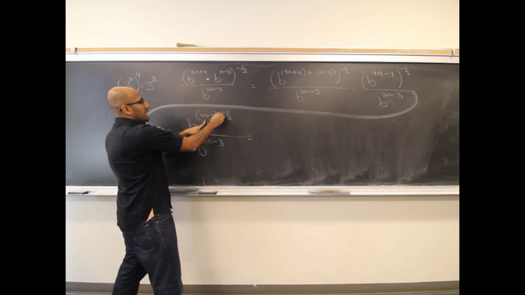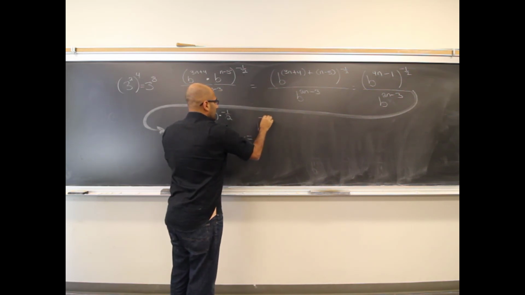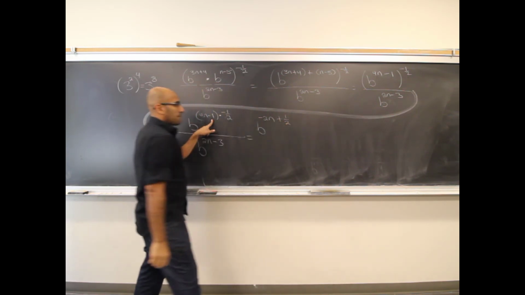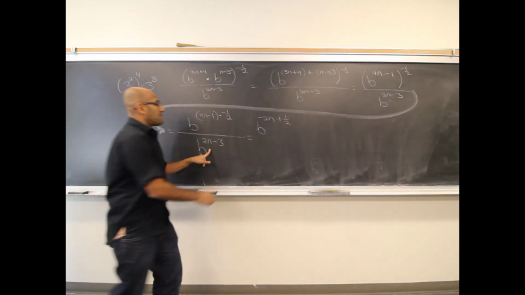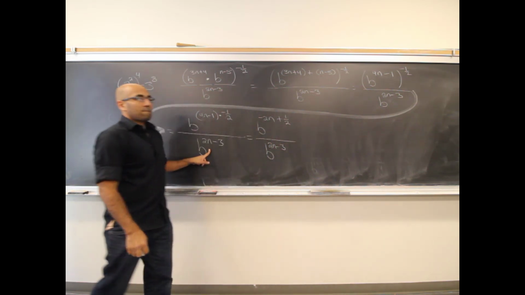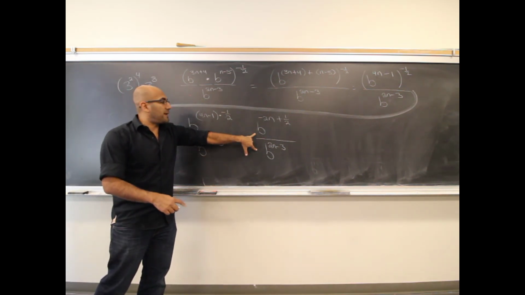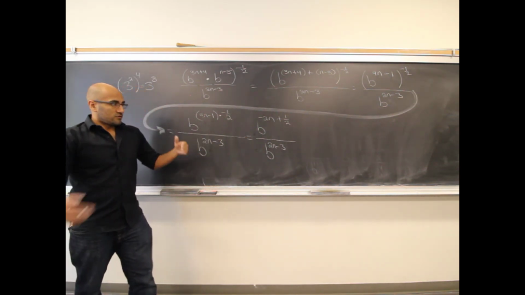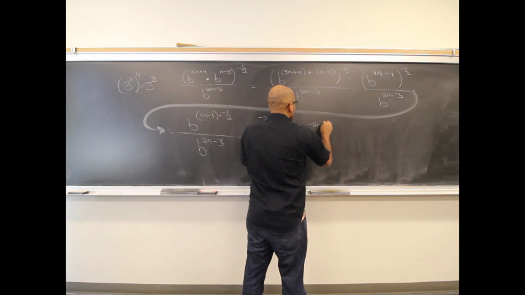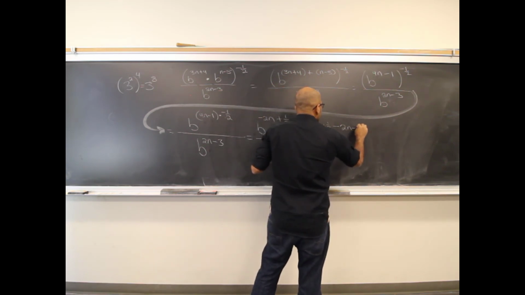So now we got to distribute this minus, so we'll end up with b to the power of negative 2n plus 1/2. And then the denominator stays the same, b to the 2n minus 3. And now we know that when we divide two exponential numbers with the same base, what do we do with the exponents? Subtract them in this order. We got to have b to the power of negative 2n plus 1/2 minus 2n minus 3.